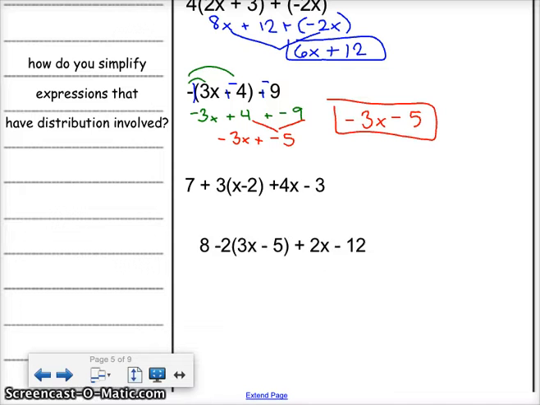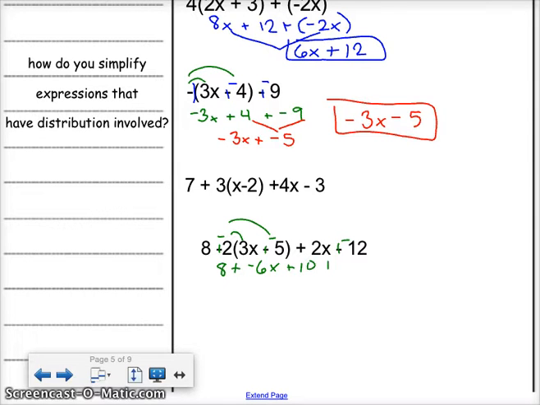I'm just going to skip to that last one because it's the most relevant. So I'm going right here. I'm doing this one. So I'm changing everything to plus a negative. If you don't change it to plus a negative, I bet you're going to make a mistake. Distribute. I'm only distributing the negative 2. 8 plus a negative 6x plus 10 plus 2x plus a negative 12.